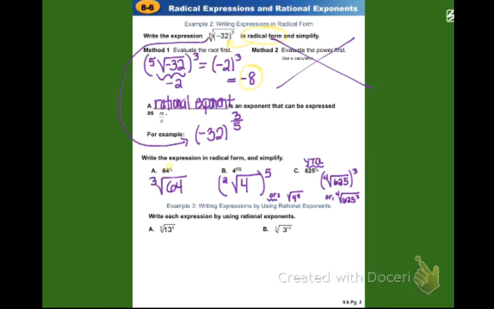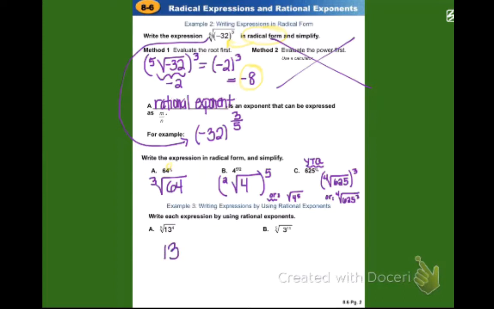Now in this next example, we're going to go the opposite direction. So this time we're going to write expressions using rational exponents, but they're written in radical form to begin with. So when we write in exponential form or rational exponent form, we have to figure out what is the base. Well, the base is the radicand when it's written in radical form. So my base is 13.